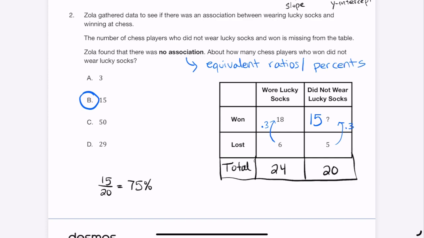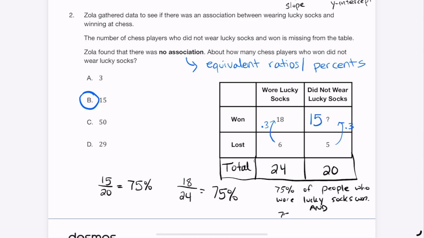And then we have that 18 out of 24 people who wore lucky socks did win, and that is again 75%. So basically what we just confirmed is that 75% of people who wore lucky socks won, and 75% of people who did not wear lucky socks also won. So since the percentage is the same, there's not an association.